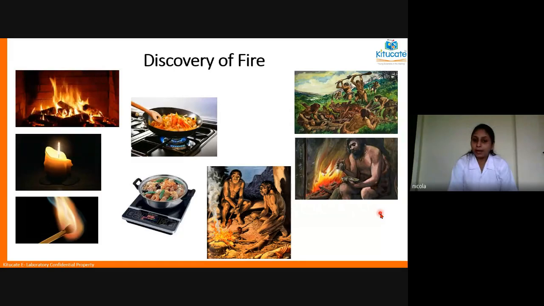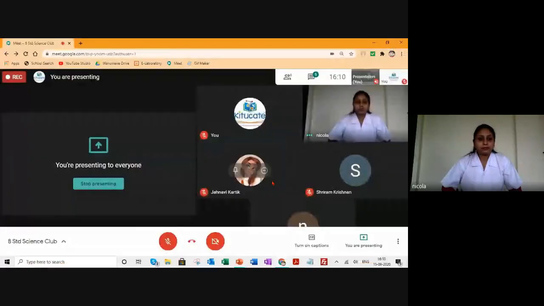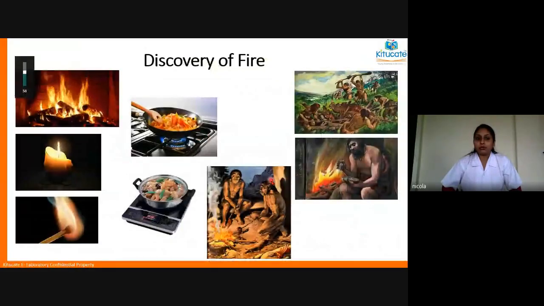So the discovery of fire brought a change to their lives. And because of their discovery, today we are able to cook food on fire. Today we are able to light a candle or light a matchstick, all because of the discovery of fire at that time. We can move on to the next slide.